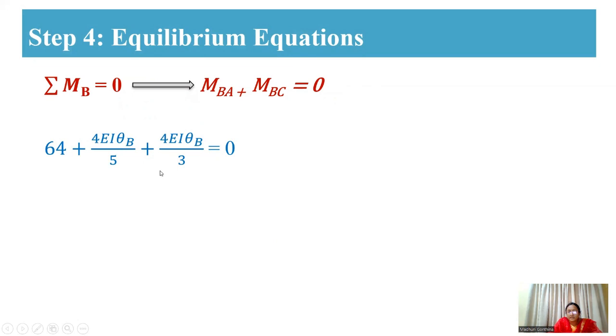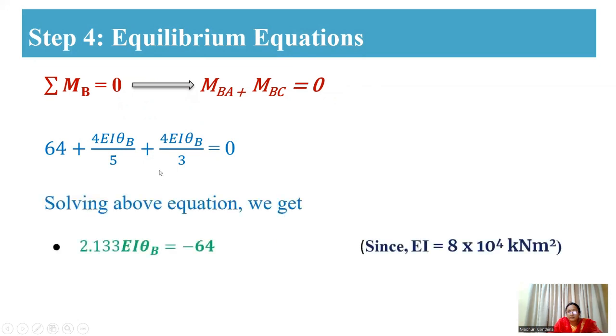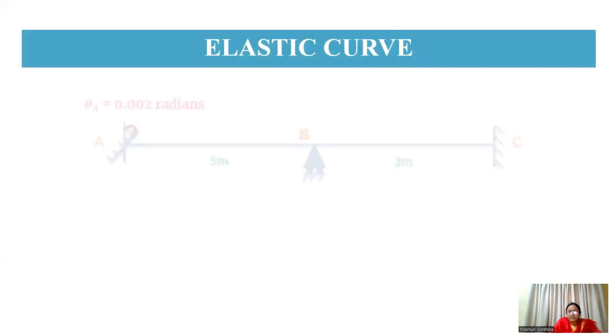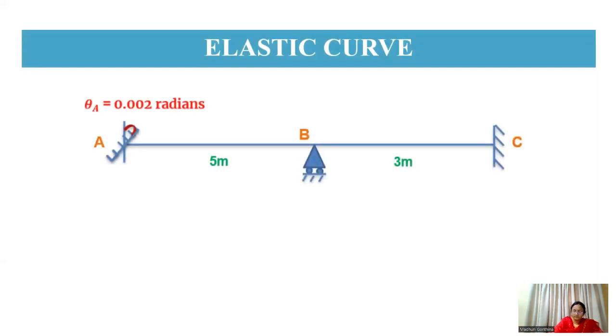By solving this entire equation, you are going to get theta B equal to minus 0.000037. This negative sign indicates that it is an anti-clockwise rotation. Here you are going to substitute the EI value also, which is already given in the question. And then we are going to draw the elastic curve.